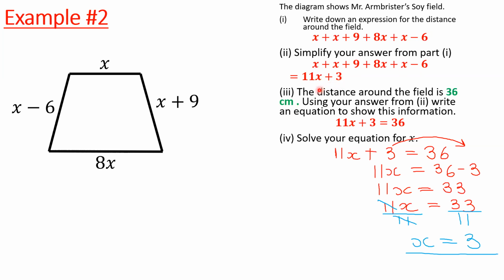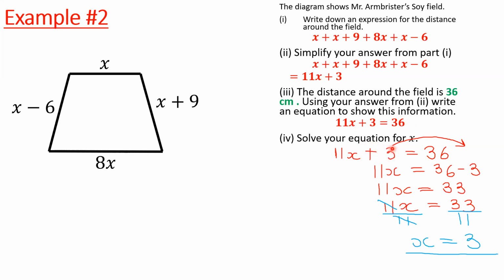And for 3, the distance around the field is 36 centimeters. So they gave us a distance. So all we have to do is put our simplified answer equal to the distance that was given. We all understand that. Solve your equation for x. So now we go into algebra and we do the algebraic formula, and we take our answer.